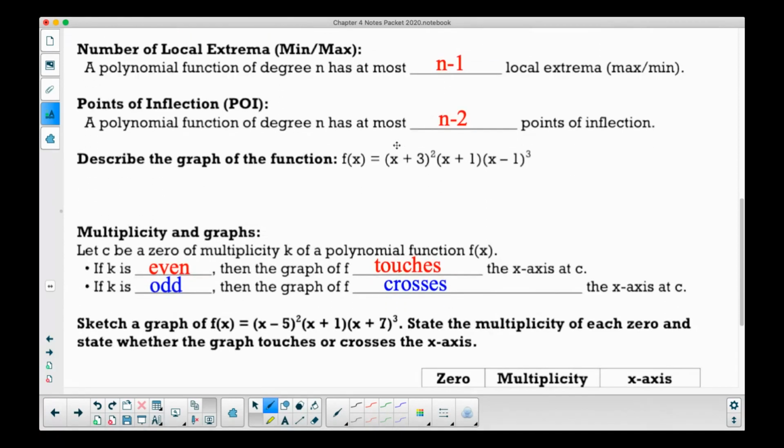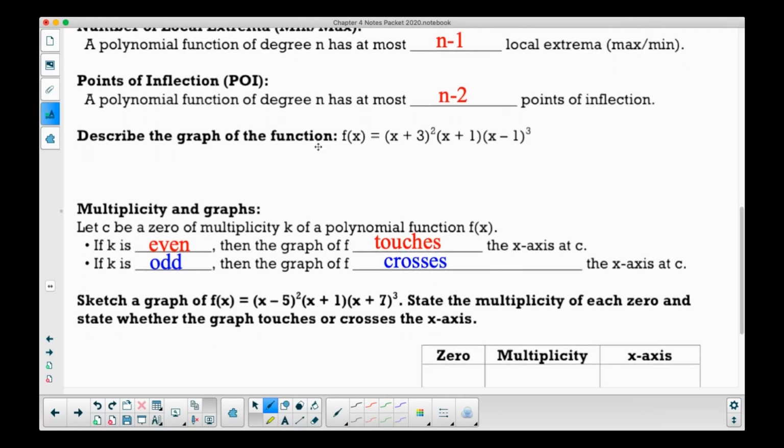Number of local extrema: a polynomial function of degree n has at most n minus 1 local extrema. So if you have a third degree function, it will have at most 2 max or min values, and most likely one of each. Points of inflection: a polynomial of degree n has at most n minus 2, so it'll have one less point of inflection than it has extrema. So if our graph is degree 3, it will have 1 point of inflection, one place where it changes concavity.